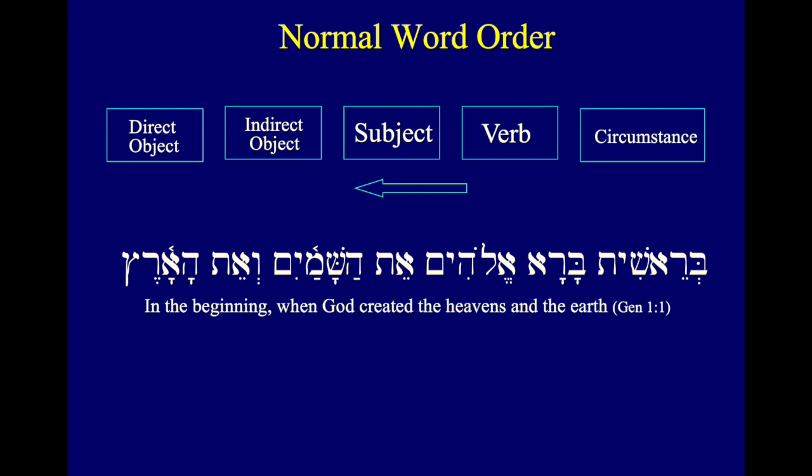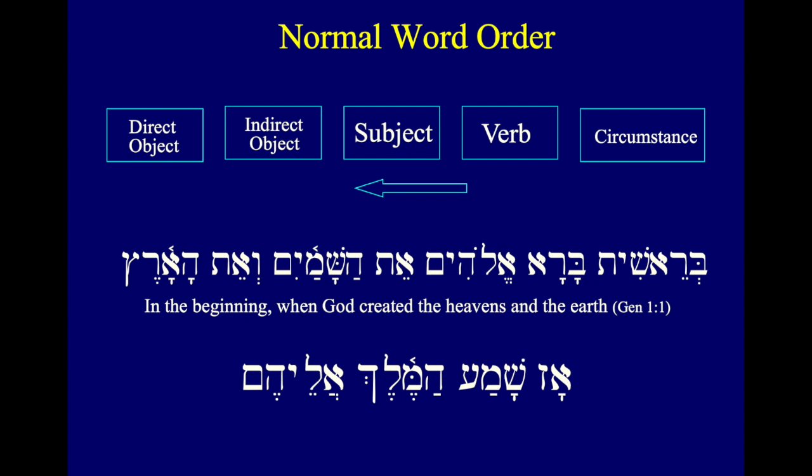But there's one other thing I want to show. Okay, so here's another example. So that's Bereshit bara Elohim et hashamayim ve'et haaretz. You've seen that a few times. But here's another one. Az shama hamelech alehem. Az means then, at that time. That's our circumstance. Shama is a verb, which means to hear. And then hamelech alehem. Hamelech is the king, and alehem means to them. Then the king listened to them, is what this means.